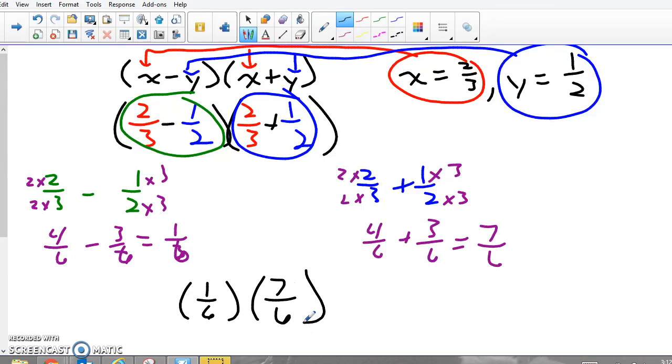And when you multiply fractions, top gets multiplied to top, so 1 times 7 is 7. Bottom gets multiplied to bottom, 6 times 6 is 36. And there are no numbers that go into 7 and 36. I cannot reduce my fraction, so my answer is 7/36.